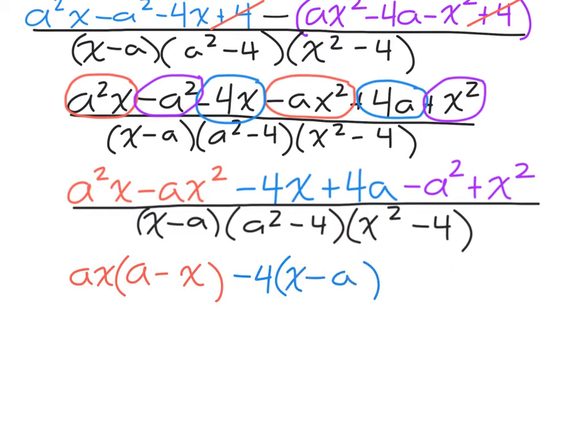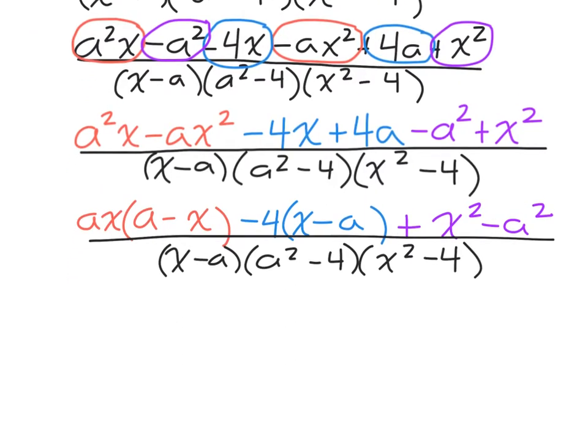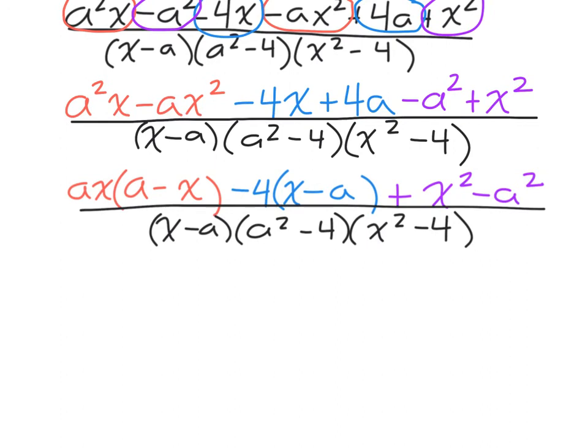X minus a. And the last one, it doesn't look like you can pull out anything, but let me just rewrite it for a sec to become a little bit more obvious. All right, I'm going to rewrite my denominator. All right, so the blue factor binomial, we're in good shape there.